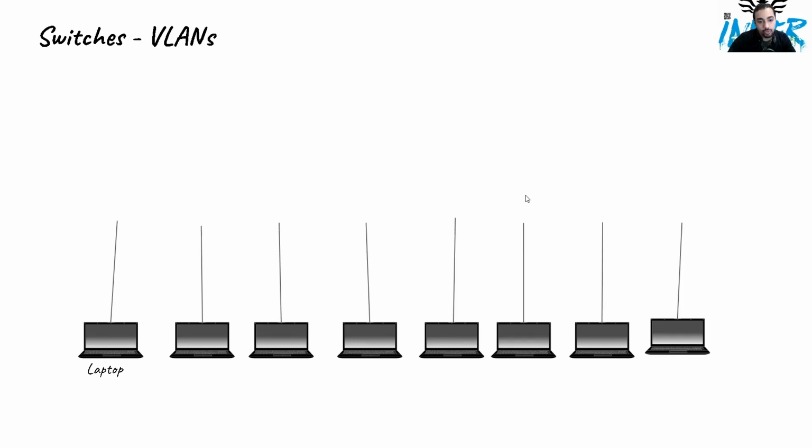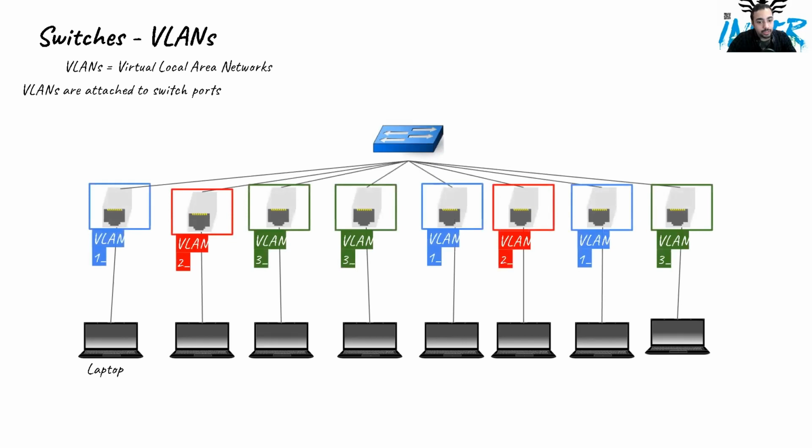So now we're going to talk through VLANs, which are virtual LANs or virtual local area networks. Virtual LANs are attached to switch port interfaces on a switch. Here's an example showing how certain interfaces are in VLAN 1, others are in VLAN 2, some are in VLAN 3.